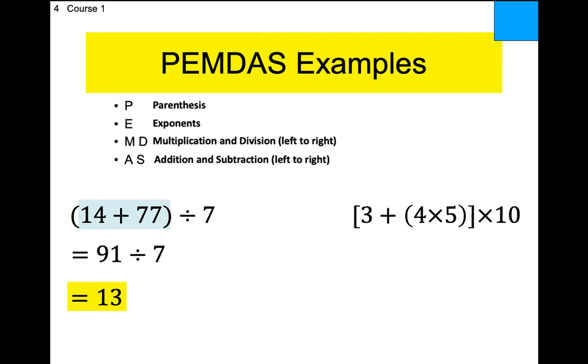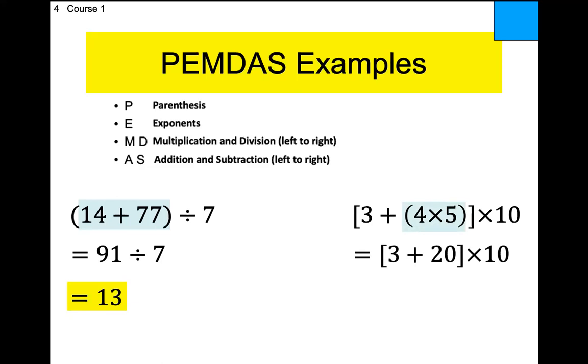How many sets of parentheses do I have? 2, so they're nested. Which one do I do first? 4 times 5. I'm just going to point out, if you did 3 plus 4, you get 7. 7 times 5 is 35. Watch what happens if you do it correctly. 4 times 5 is 20. So I cross this out, right? 3 plus 20 is not 60. Right? 3 plus 20 is 23.